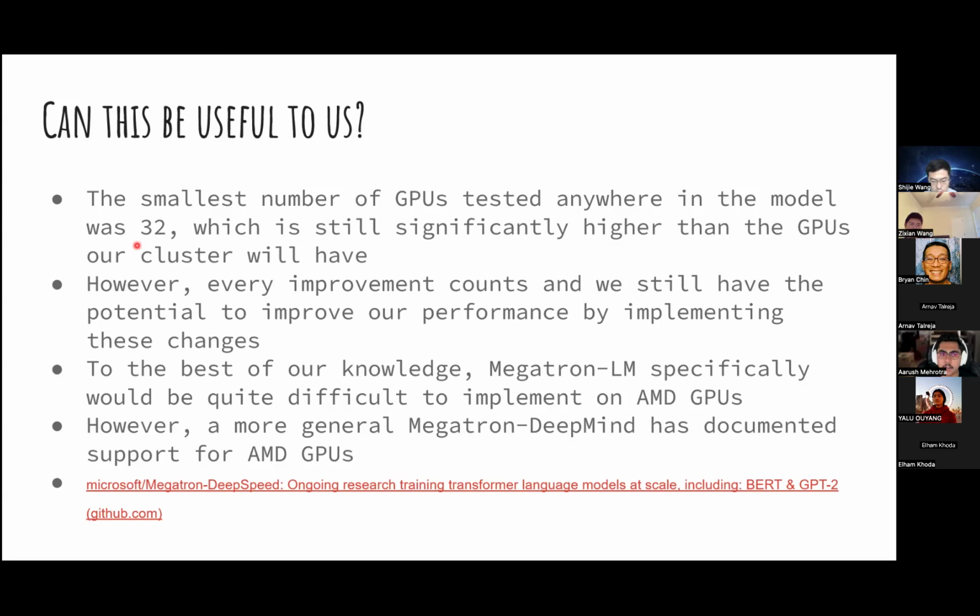And then additionally, a caveat is that Megatron LM would be on its own difficult to implement on AMD GPUs because it was specially designed for NVIDIA GPUs. However, Microsoft maintains a Megatron DeepSpeed, which is not as efficient as Megatron LM, but this does have documented support for AMD GPUs. So it's not like we would be starting from scratch, and we would have some level of support through, for example, GitHub documentation or other things.